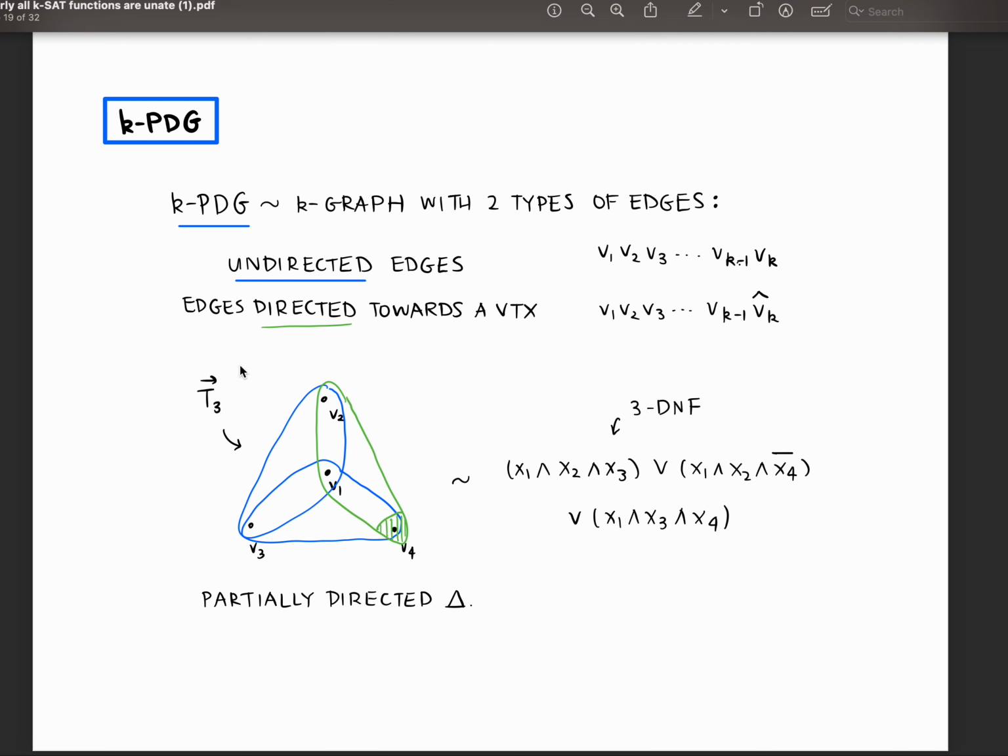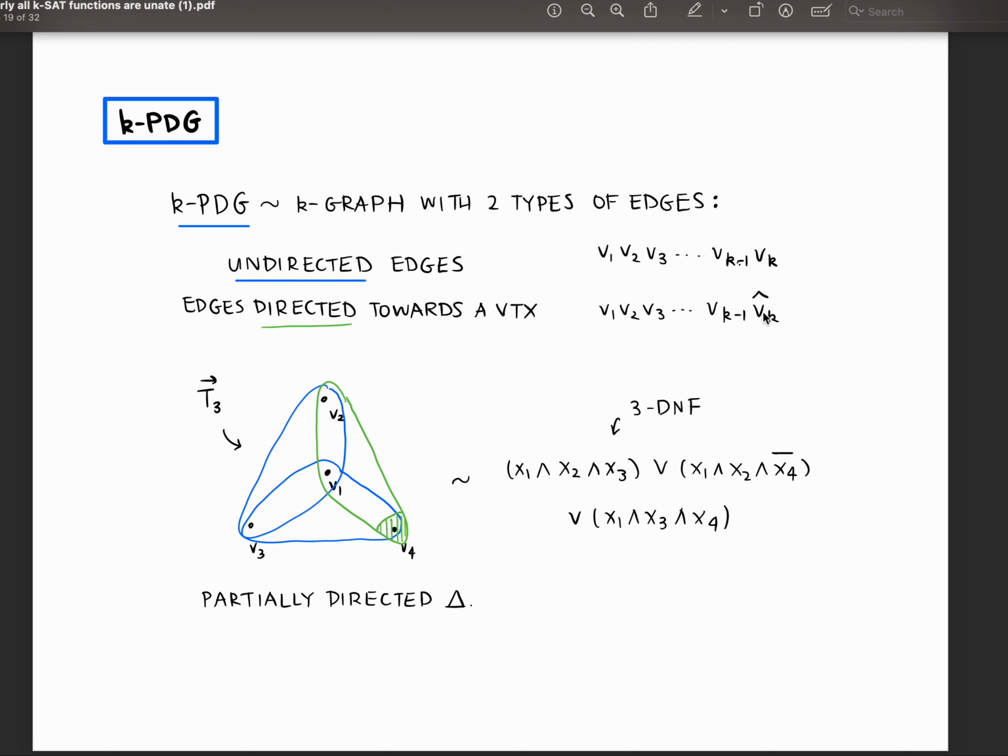And we have 2 types of edges. It's called a partially directed graph for a reason. The first type of edge we have is an undirected edge. So an undirected edge is just a set of k different vertices. The second type of edge we can have is a directed edge. Now for hypergraphs, there are many notions of what it means to be directed. The one that we're going to use in this work is that we'll say that edges are directed or pointed towards some particular vertex. So if we have a directed edge, we'll use this little hat to denote where it is directed towards.